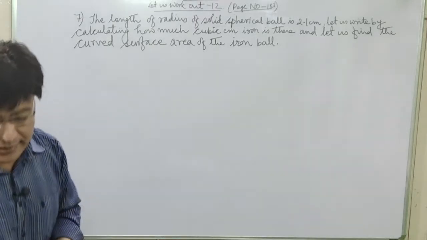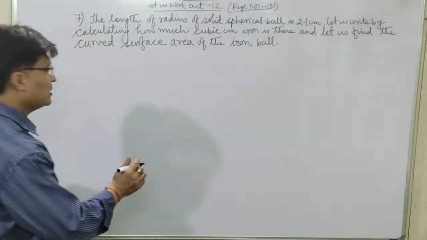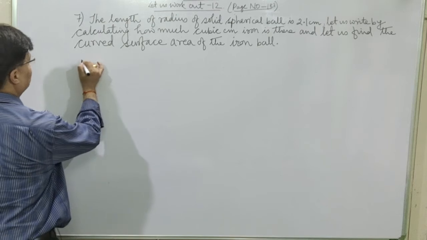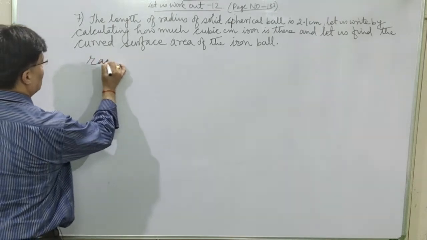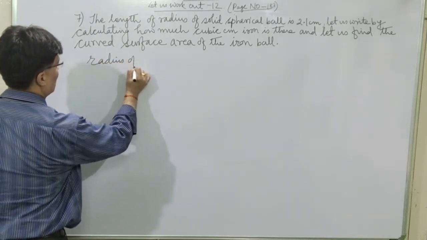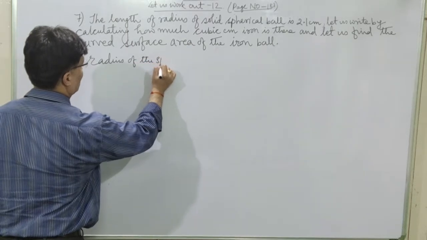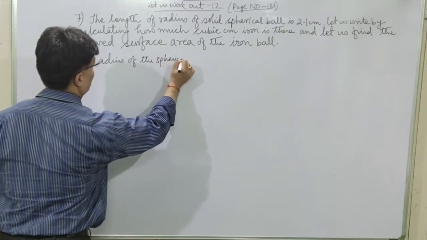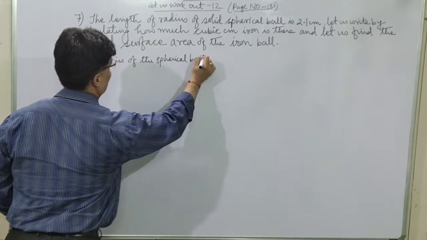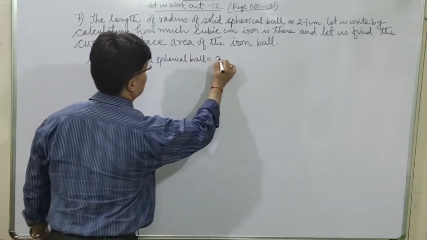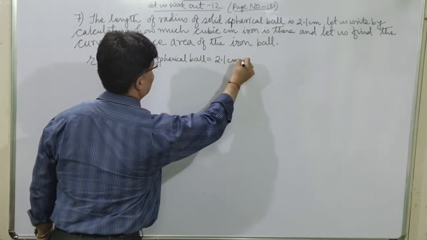So in this case, the radius of the spherical ball is given. So let us write here: radius of the spherical ball is equal to, this is 2.1 centimeter.